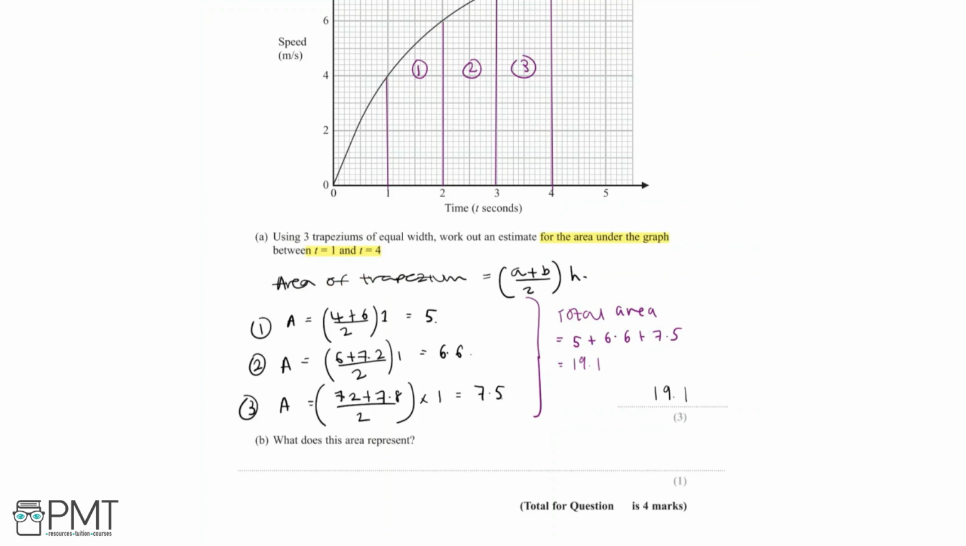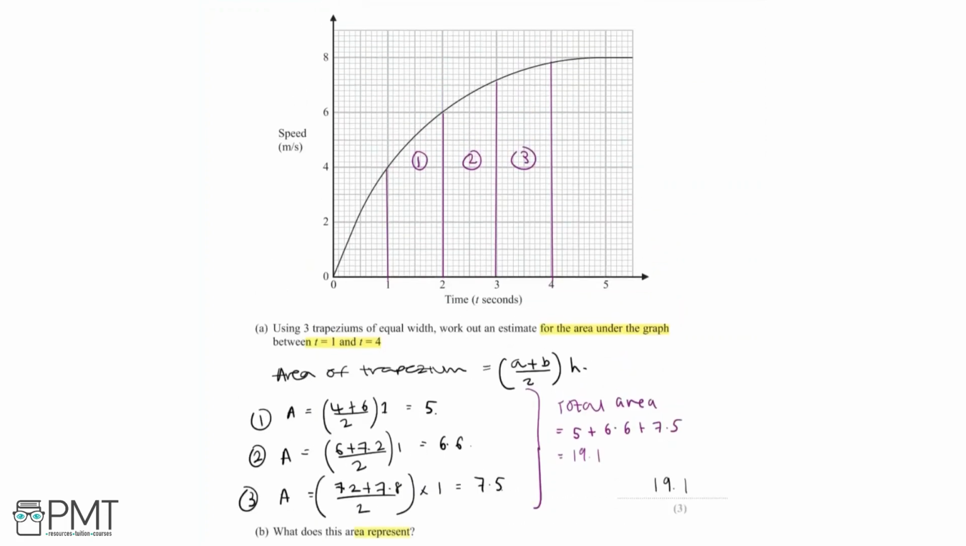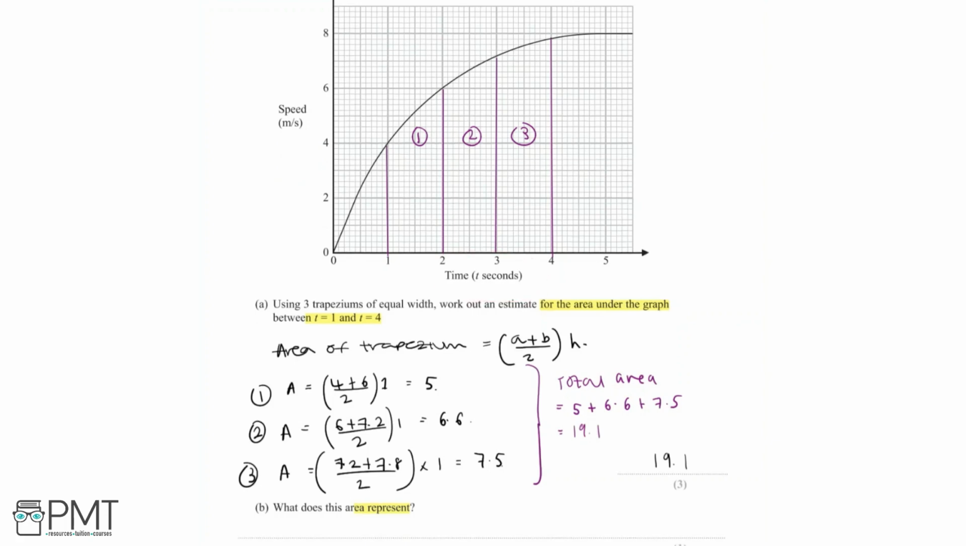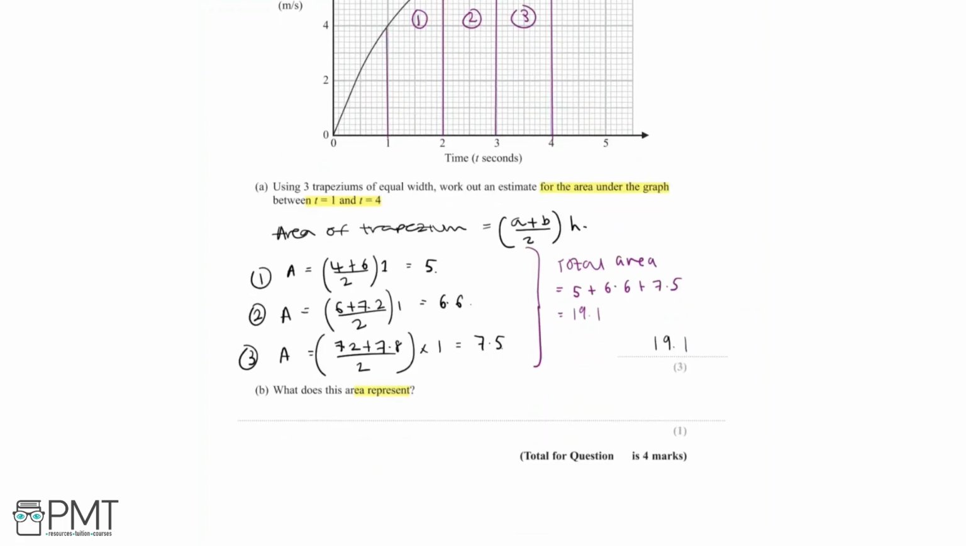Now in part B, we're asked to find out what this represents. Now when we find the area of a graph, we're essentially multiplying the y-axis by the x-axis. And so let's think about the quantities that we have on y and x. The y-axis is the speed, and the x-axis is the time. And so the area is essentially equal to the speed multiplied by the time. We know that the speed multiplied by the time is equal to the distance, and so we know that the area would be equal to the distance travelled by the object.